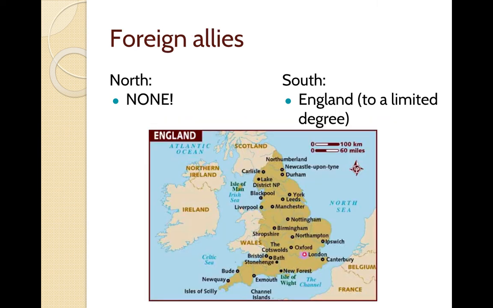In regards to foreign allies, they really didn't play much of a factor. For the North, there weren't any. And for the South, you could say England, but it was very limited in how England was actually trying to offer supplies or aid to the South.